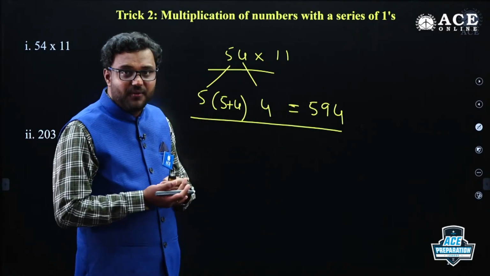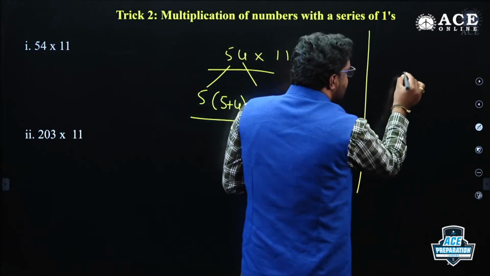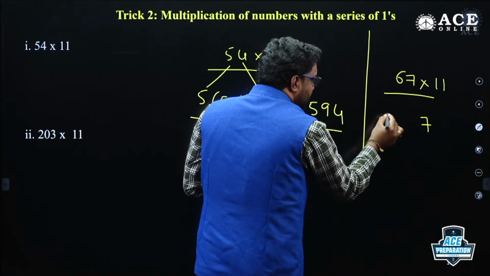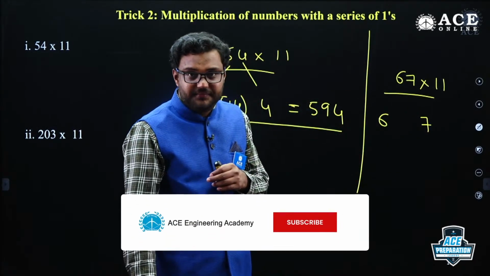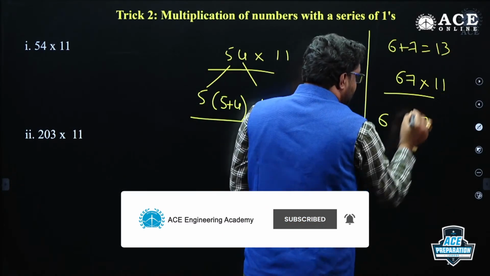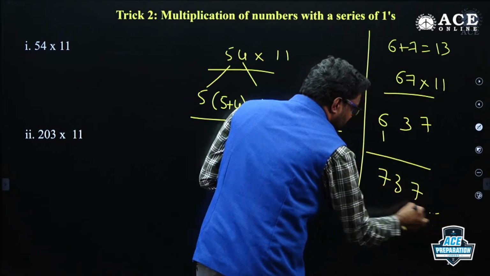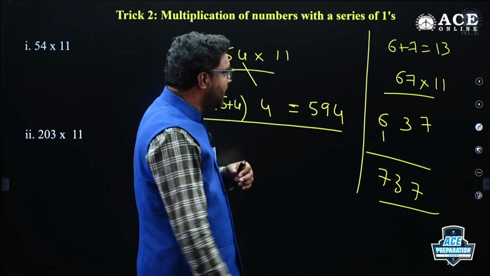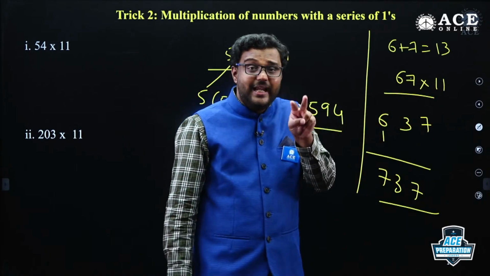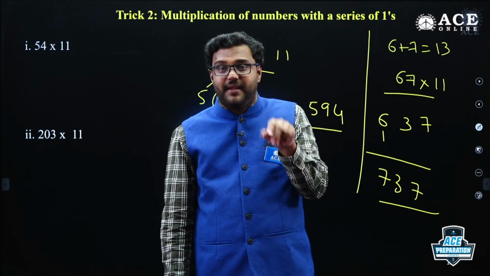So 594. Sir, I have a doubt: what if there is a carry? Suppose I have to do 67 into 11, my dear friends. Then 7 here, 6 here, and 6 plus 7 will give 13. So 3 here and 1 carry for the next. It means the answer is 737. When you multiply with 11, maximum it can hold 2 numbers only.